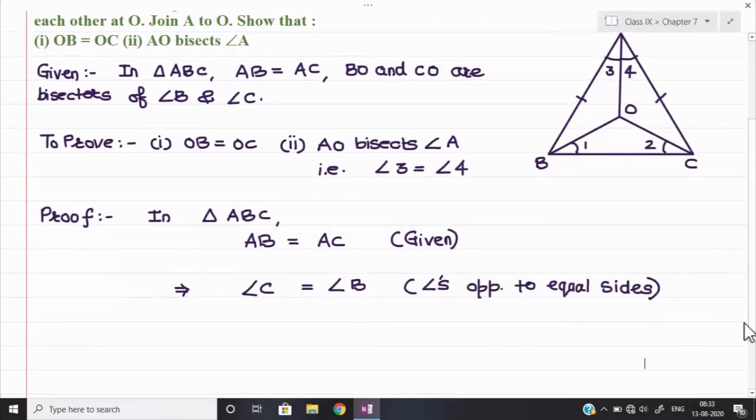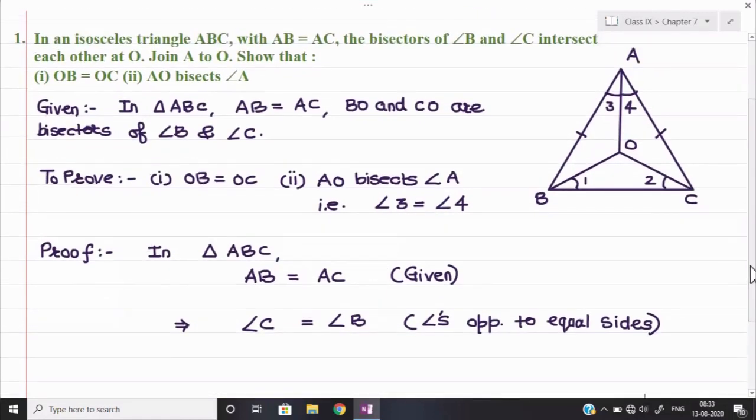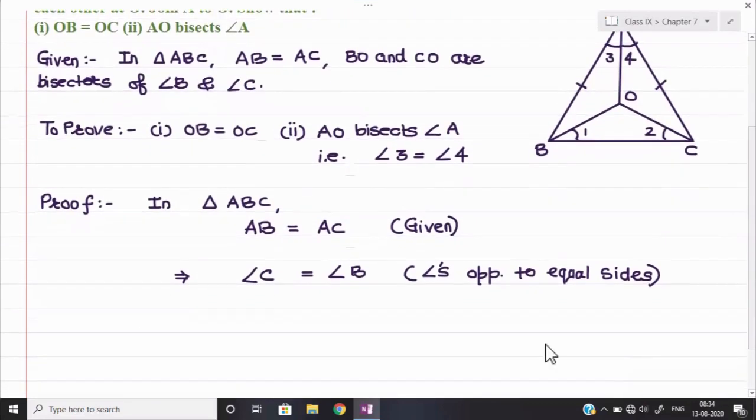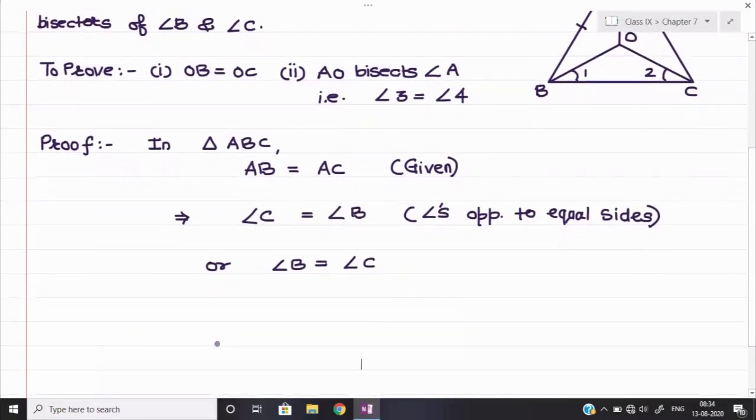Okay, once again you can check it. See, in front of AB, the angle C is there, and in front of AC, angle B is there. So here angle C and angle B are equal, or else we can write angle B is equal to angle C. Now let us multiply these two angles by 1 by 2.